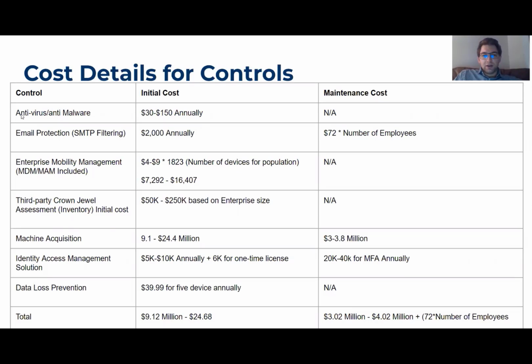There are 7 controls that we're going to discuss today. 1, antivirus and anti-malware. That's going to initially cost around $30 to $150, depending on the service that is obtained, with no maintenance cost, because that will be on the vendor and part of the package.